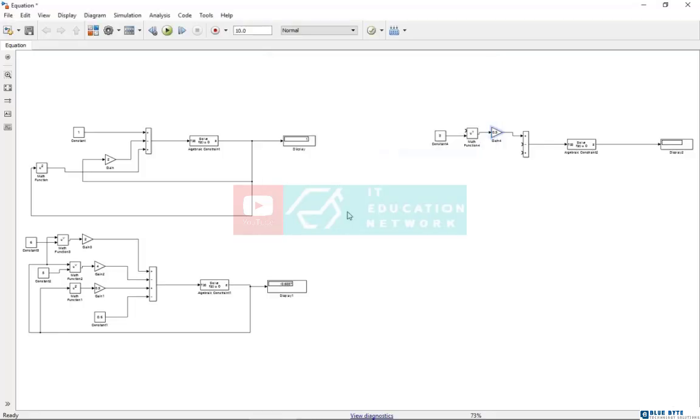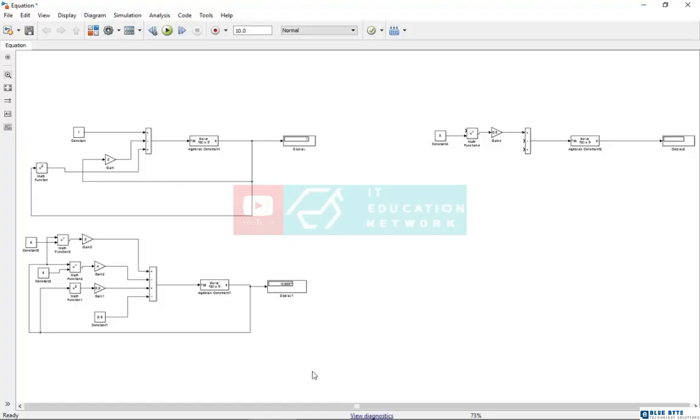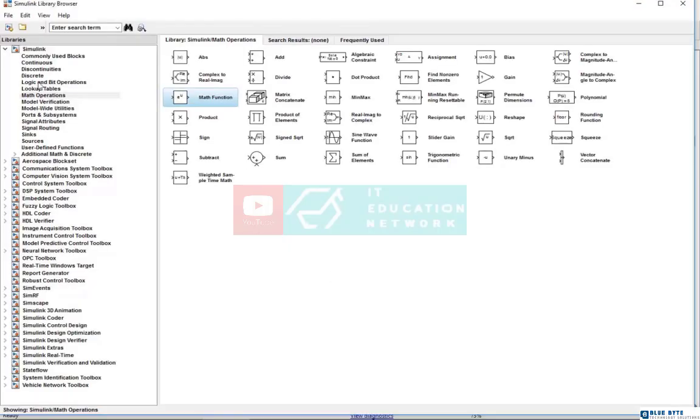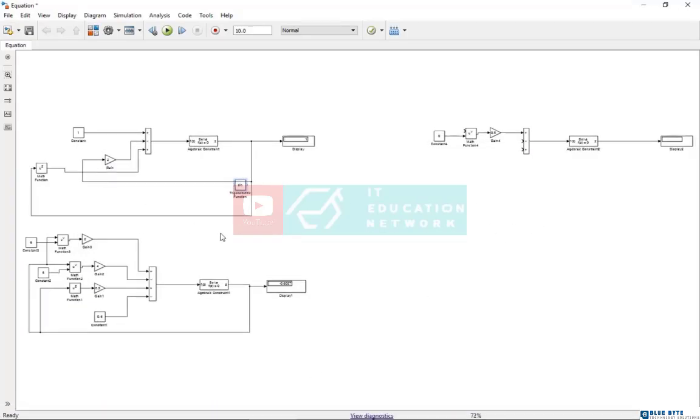In the next part, we have 2 sine x. So we use trigonometric function block to simulate it. We need gain 2 for this simulation.